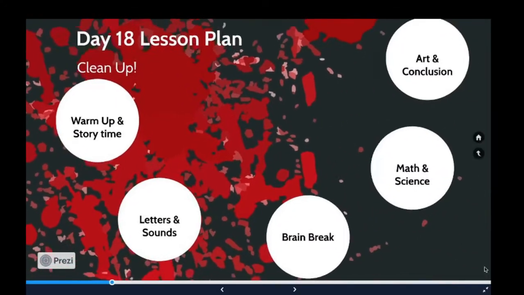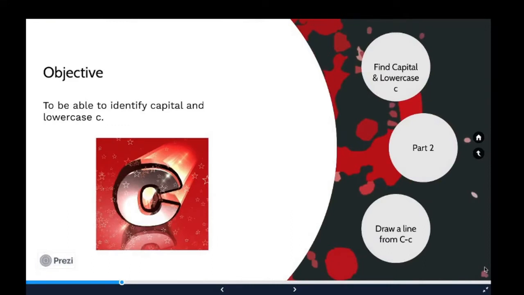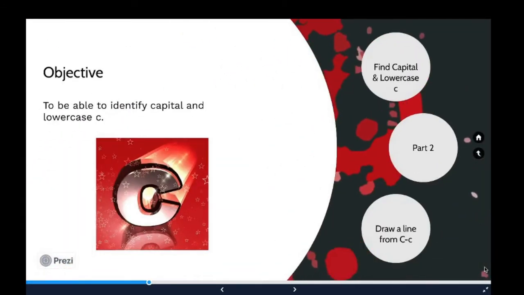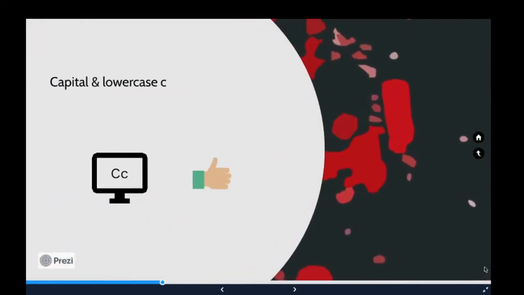After that, we will dive right into letters and sound. The objective is to be able to identify capital and lowercase c. And these are the activities I will do to help them to be able to identify the letters. So we're going to find capital and lowercase c. So they'll have circles with lots of letters. And they're going to look through the letters to see if they can find capital C and if they can find lowercase c.